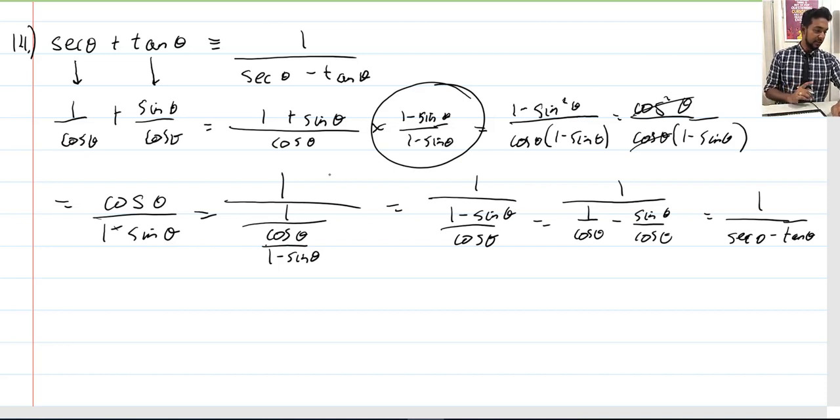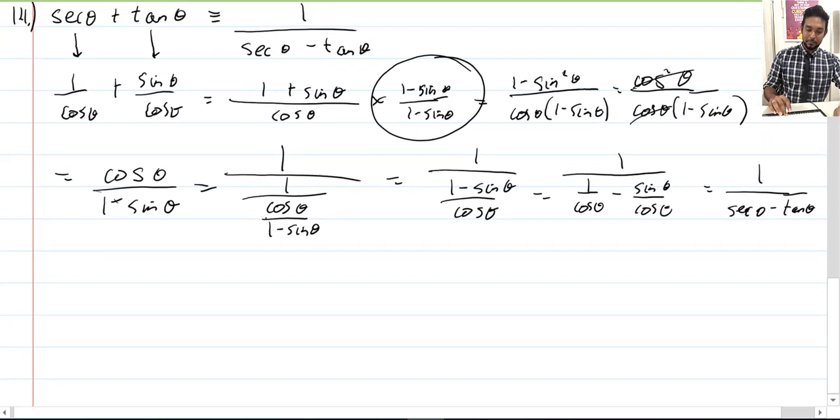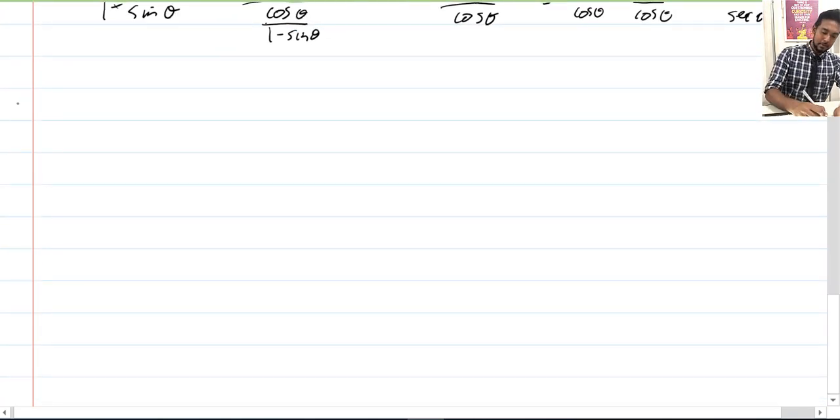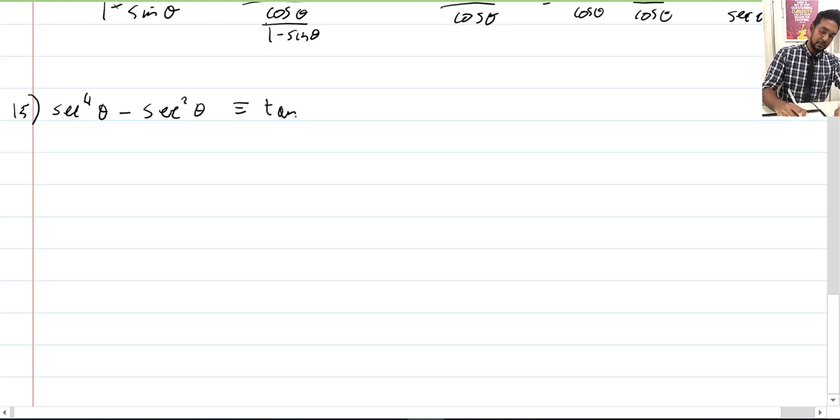Alright guys, let me see if I can hustle down 15 and say, I definitely want to show you all 16 because normally I would expand 16. But I have an idea with 16. Alright. 15. So we have sec to the 4 theta minus sec squared theta is identical to tan squared theta plus tan to the 4 theta.